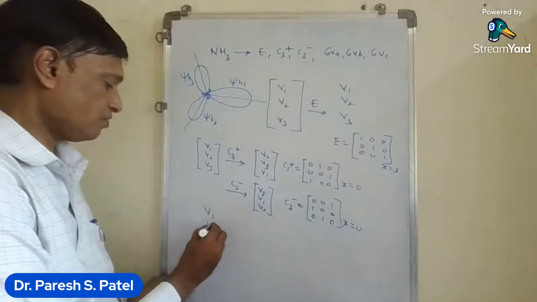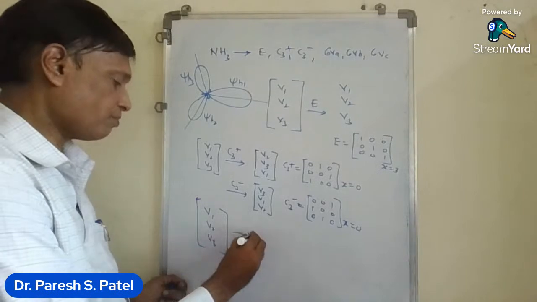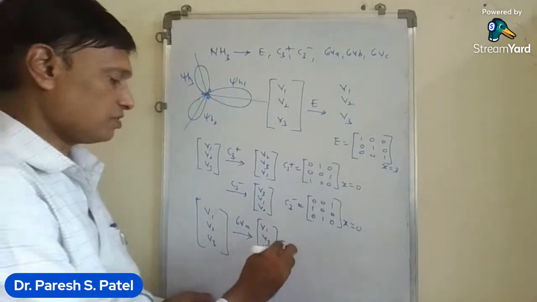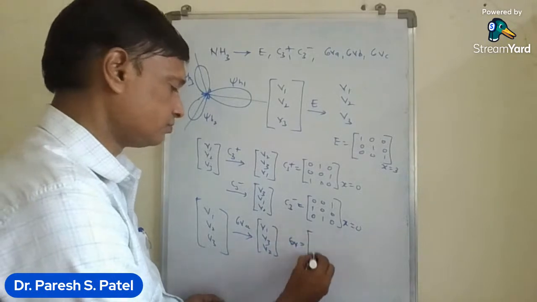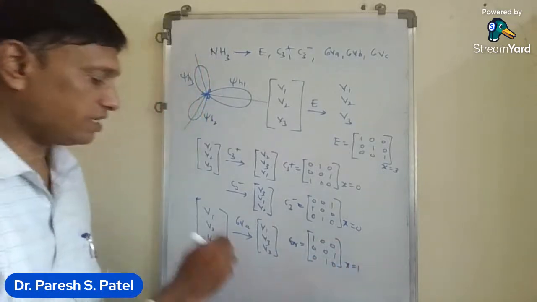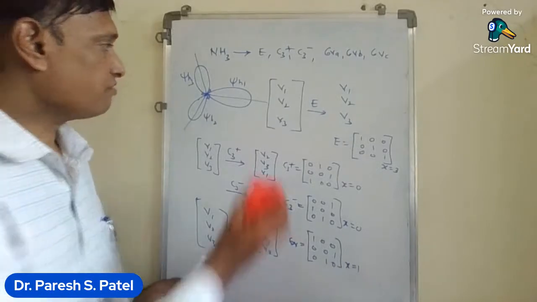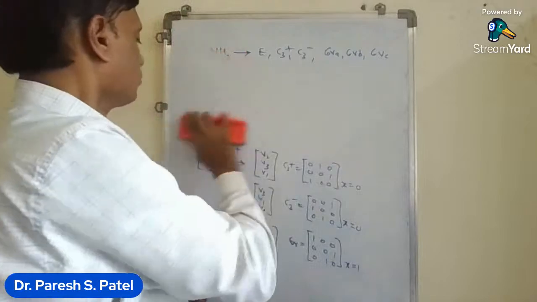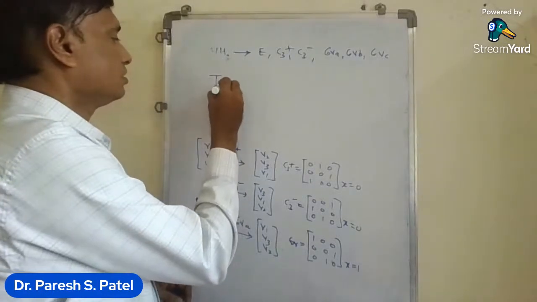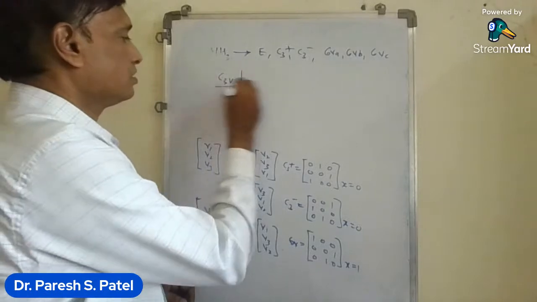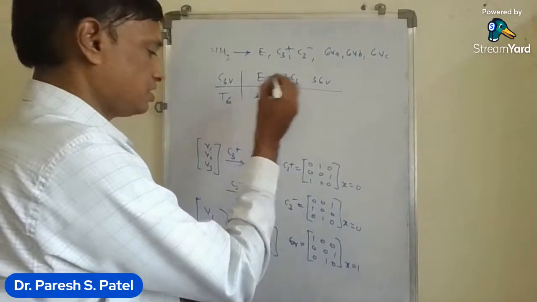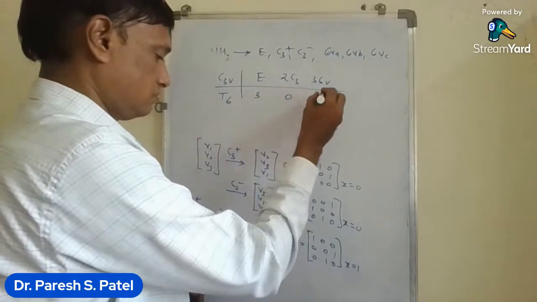And the last one is sigma v. If we operate first sigma Va on v1, v2, v3, v1 remains as it is, and v3 and v2 interchange, which is 1 0 0, 0 0 1, 0 1 0. So the character is equal to 1. Similarly, in case of sigma Vb and sigma Vc. So for C3v: E, 2C3, 3 sigma v is equal to 3, 0, 1.